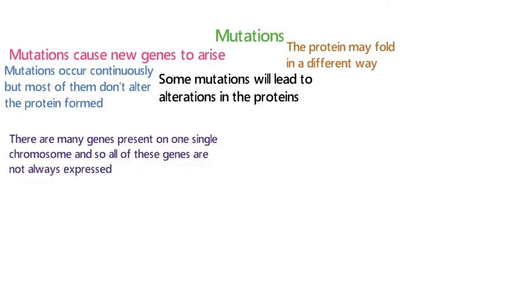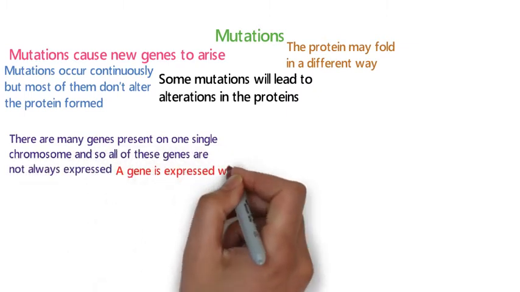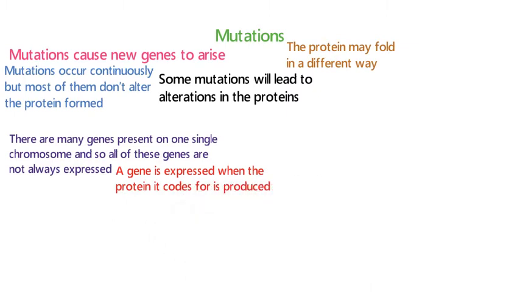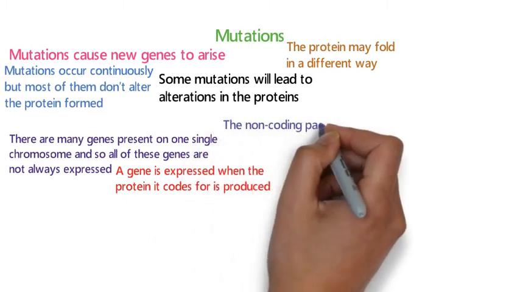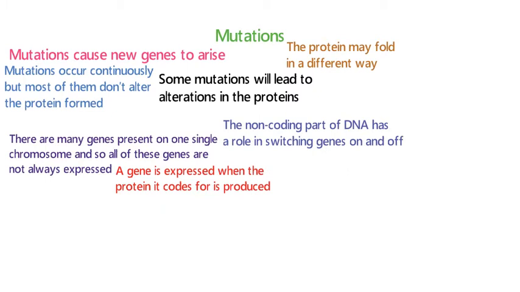There are many genes present on a single chromosome, and so all the genes are not always expressed. A gene is expressed when the protein it codes for is produced. A large proportion of DNA does not code for any proteins at all. Remember that genes are specific parts which code for proteins.